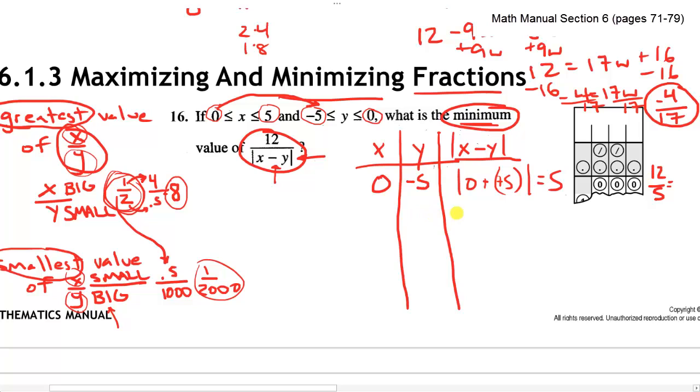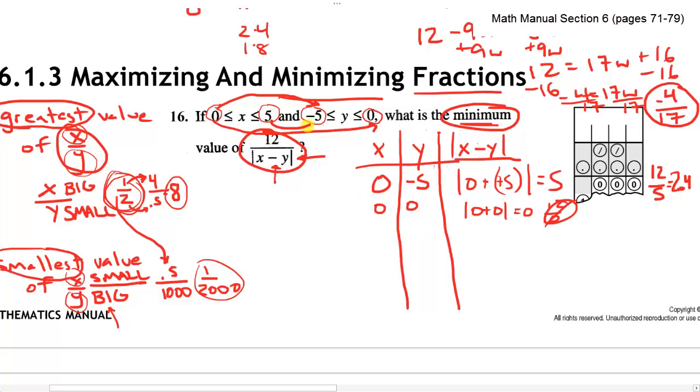By the way, 12 over 5 is 2.4. Since I'm going to be comparing the sizes of these results, I'm going to put these in decimal form. It's easier to compare the values of decimals than it is to compare the value of fractions. So I've gotten a 2.4. Then I'm going to do this 0 and this 0, but that actually doesn't work out all that well for me, because I'm going to have the absolute value of 0 plus 0, which is 0, and 12 over 0 is undefined, so I can't do that.